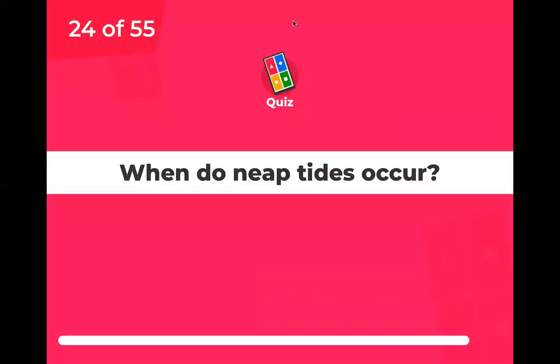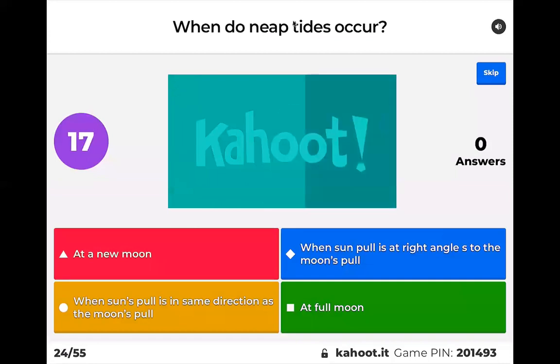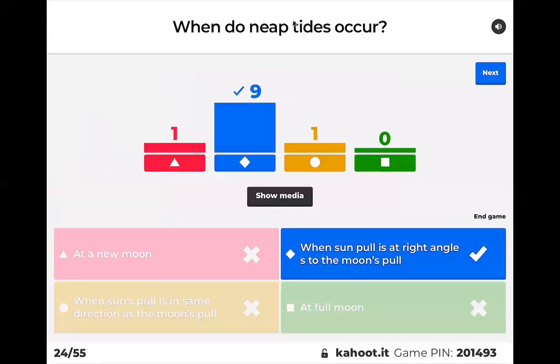When do neap tides occur? Is it at a new moon? When the sun's pole is in the same direction as the moon's pole? When the sun pole is at a right angle to the moon's pole, or at full moon? Again, neap tide's weak. Yes, right angle.